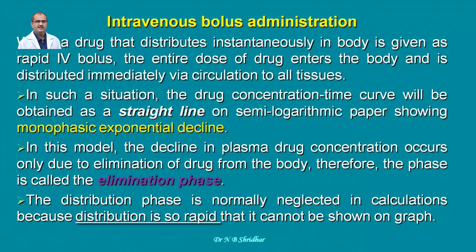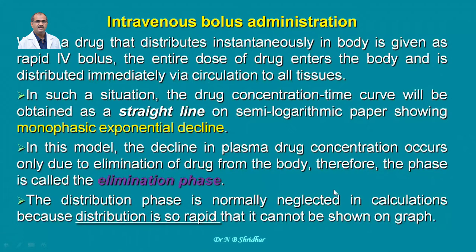After distribution, the concentration comes down, and immediately the excretion also starts, and the biotransformation also starts simultaneously. Hence, on semi-logarithmic paper, this will be linear. So in this one compartment model, the decline in plasma drug concentration occurs only due to the elimination of drug from the body. Therefore, the phase is called the elimination phase. Here they are not considering the biotransformation and the other phase. Only the elimination phase is considered.